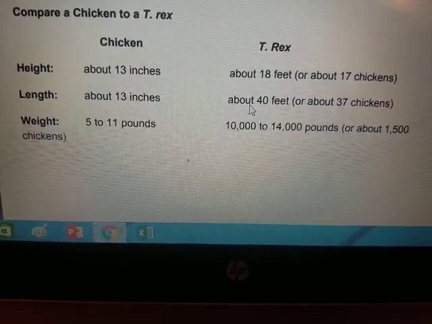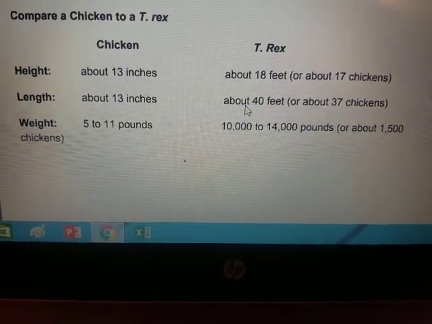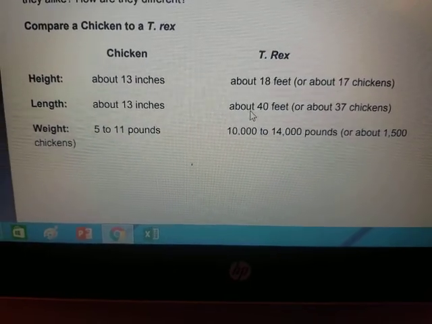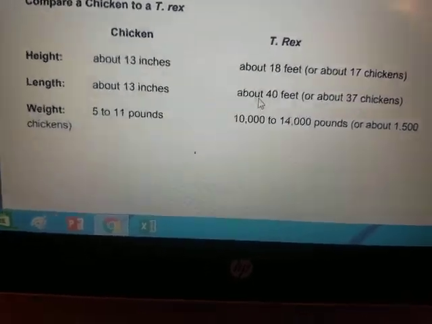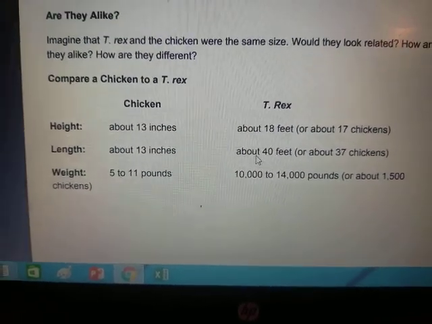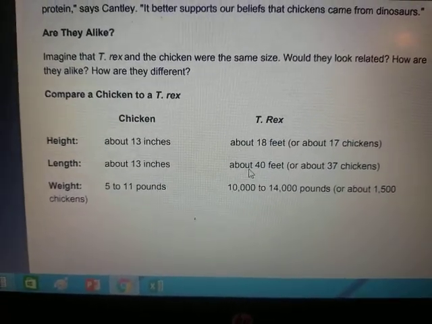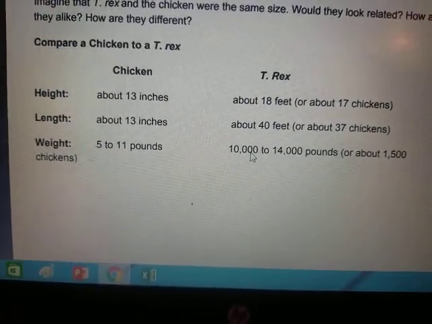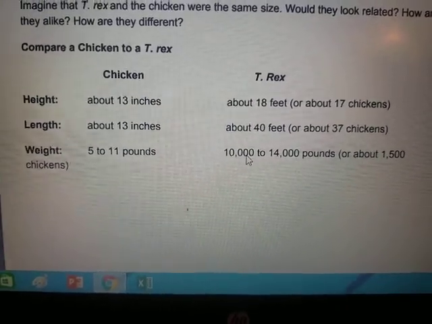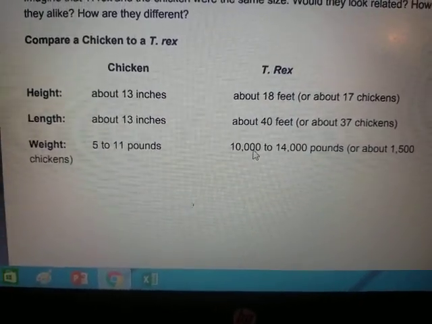And a T-Rex is 10,000 to 14,000 pounds, which is about 1,500 chickens. So they are really, really different, aren't they? It's crazy to think that dinosaurs are related to chickens when they're completely different.